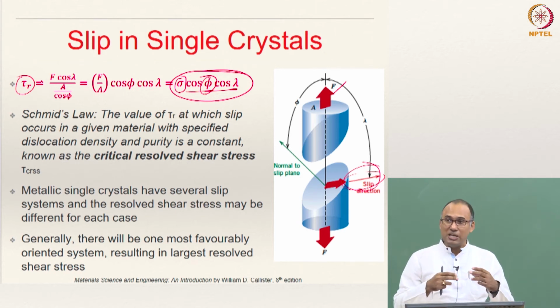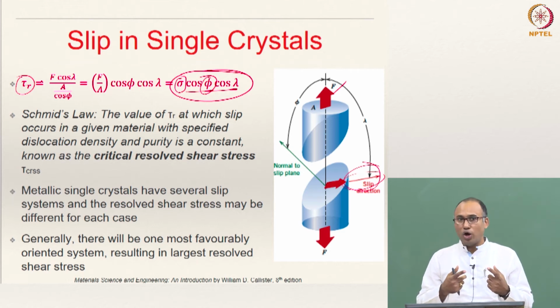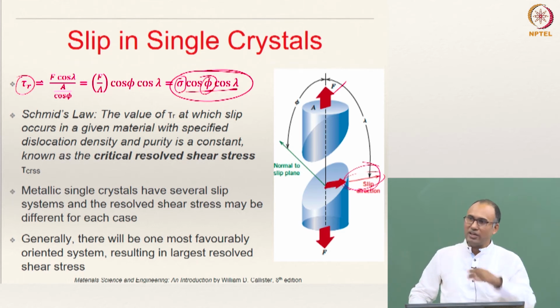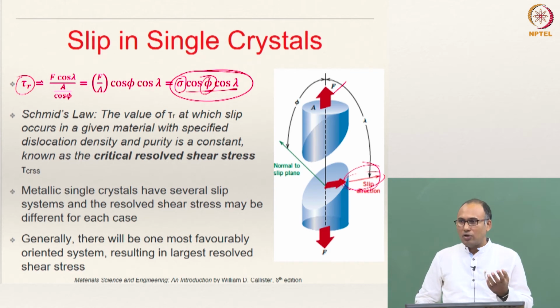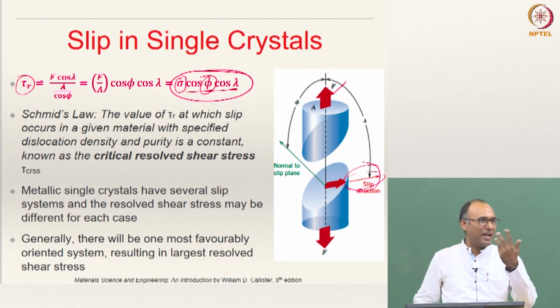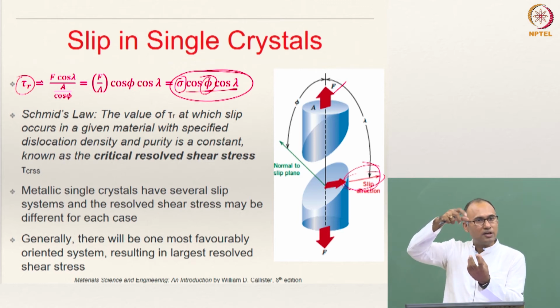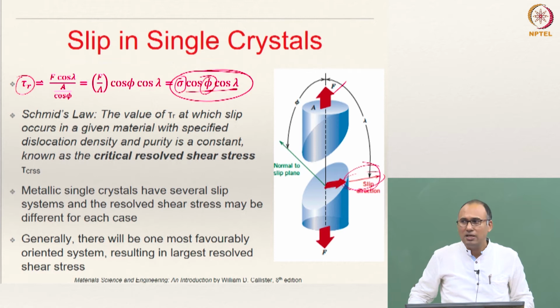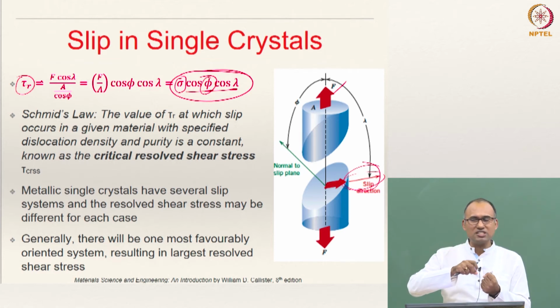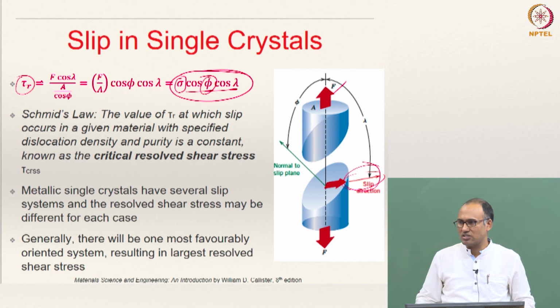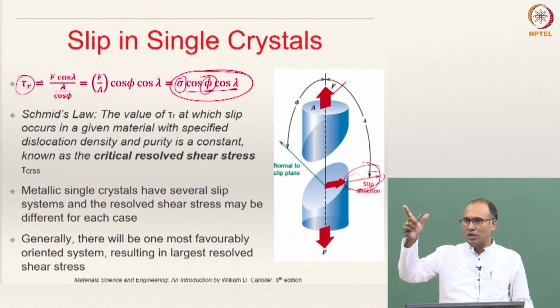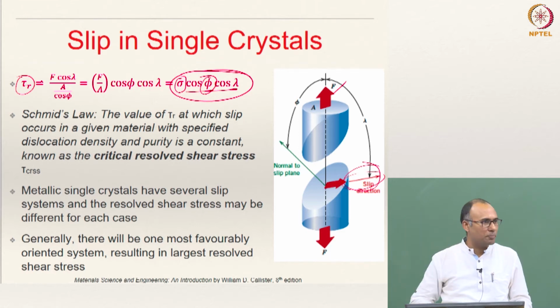So that means slip can get initiated on any of the slip planes and slip directions along which your resolved shear stress is maximum, typically, because with the same sigma, one of the slip systems will result in the maximum resolved shear stress, and when you have the maximum resolved shear stress, that is going to be close to your critical resolved shear stress, and naturally that is the slip system which will be subjected to initial slip.